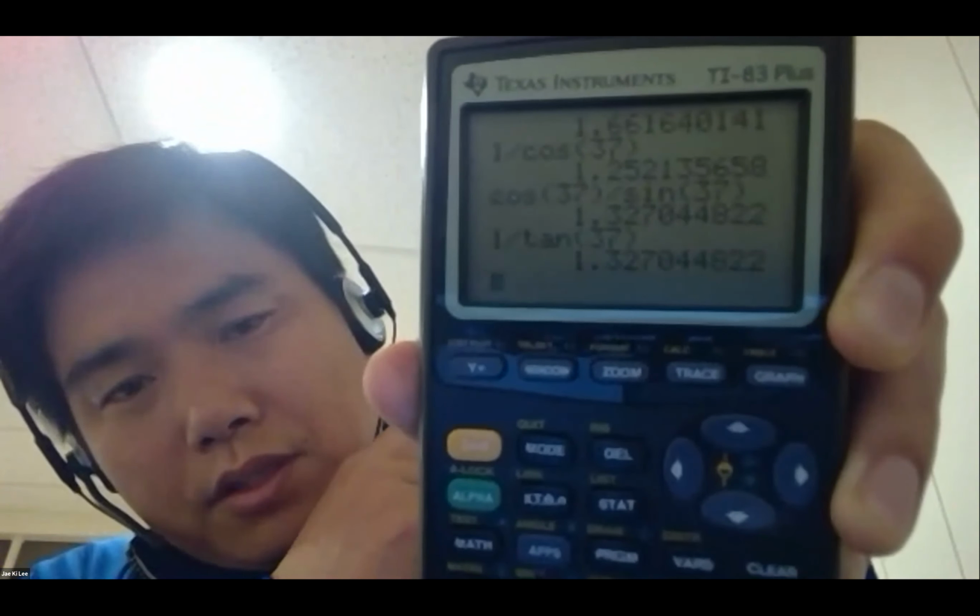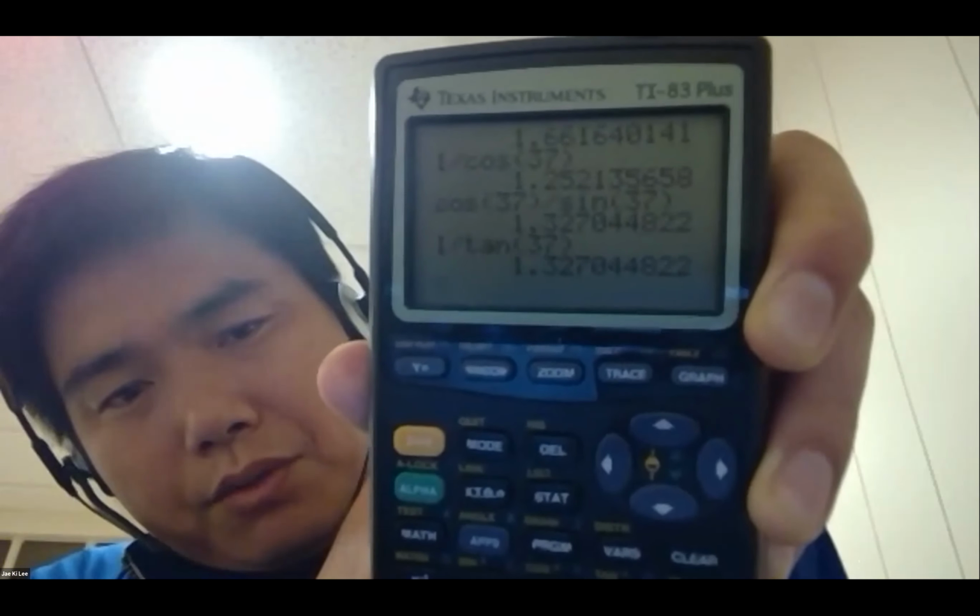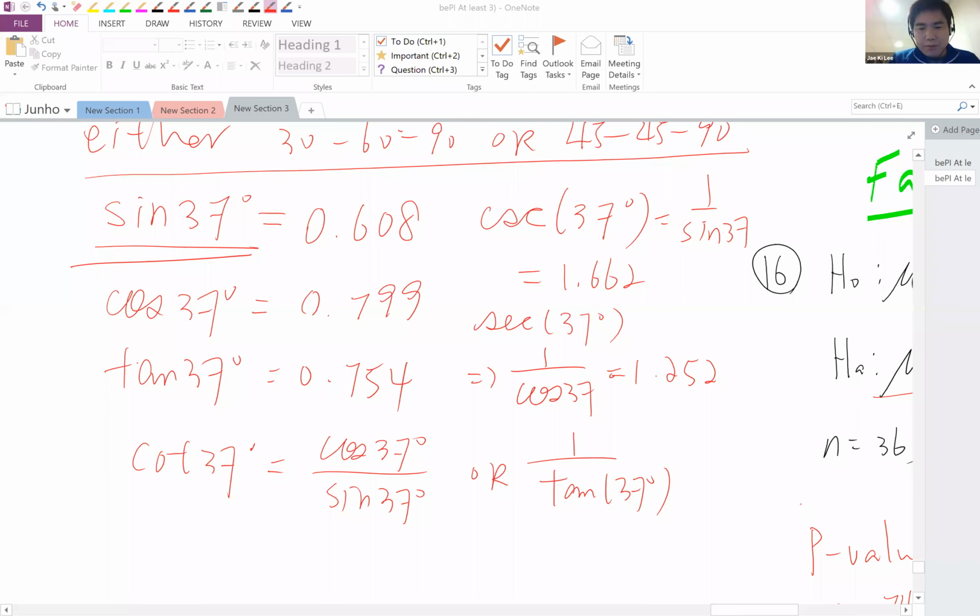Now, if I'm making 1 over tangent 37, we got exactly the same answer, because cotangent means cosine over sine, or 1 over tangent. So the answer becomes 1.327. So again, if the angle value does not belong to either 30, 60, 90 or 45, 45, 90, then we are using the calculator. Okay, now another one.